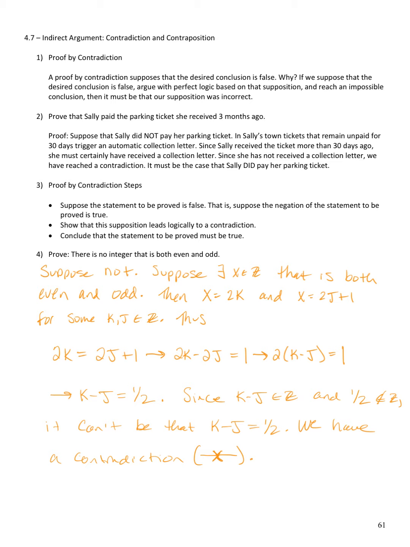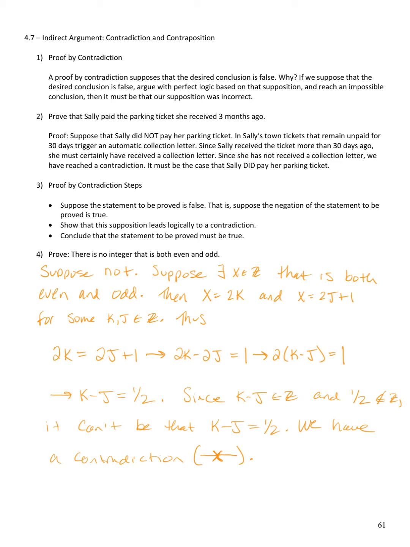Our next method of indirect proof is proof by contraposition. Contraposition, the root word of that is contrapositive. So argument by contraposition is based on the logical equivalence of a statement and its contrapositive. That is, since a statement and its contrapositive always have the same truth value, if you prove the contrapositive is true, then the original must be true as well.